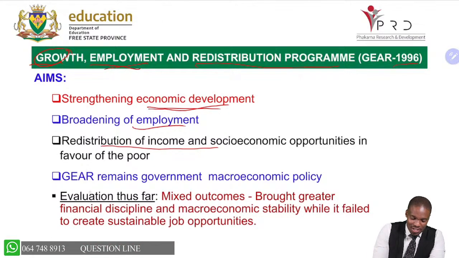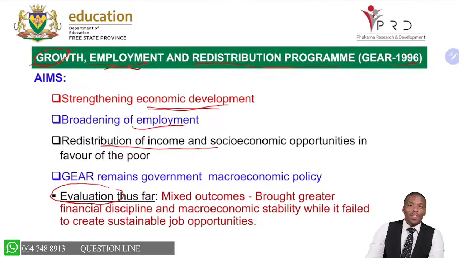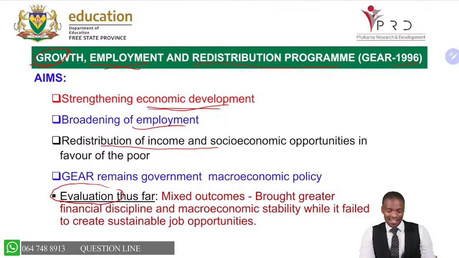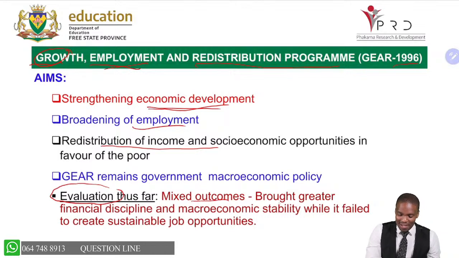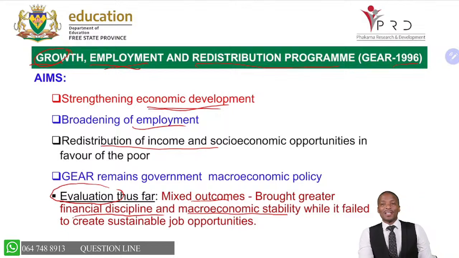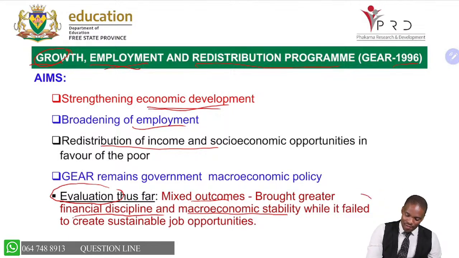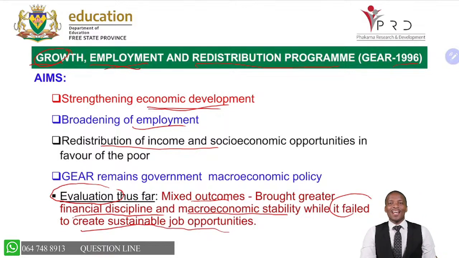Evaluation thus far, I'm more interested. I've said the negatives already to say it has mixed outcomes. Yes, in terms of the issue of financial discipline and macroeconomic stability, it has achieved it. However, it has failed to create sustainable job opportunities. In South Africa, unemployment, rather than it decreases, it keeps on increasing. Every time when the statistics are issued or year on year, we realize that the unemployment rate keeps on increasing in that way. So the issue of employment has not been achieved.